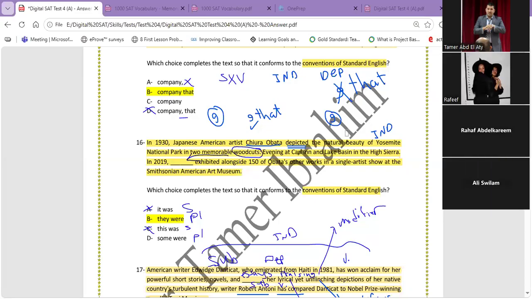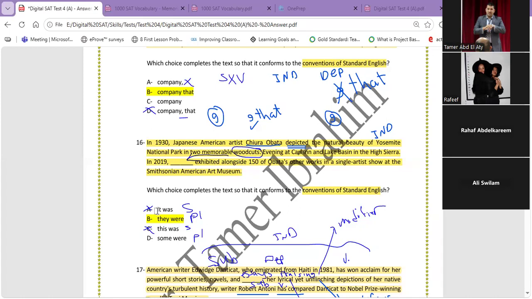We had homework from number 16 till 23, test 4A. So let's cover it together. As you can find, this question talks about conventions of standard English, which is domain 4. It covers two main skills: form, structure, and sense, and boundaries. The boundaries are the punctuation. Here, you're going to find that he's talking about grammar, so it's about form, structure, and sense.